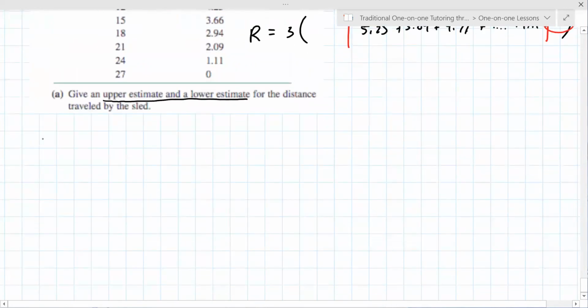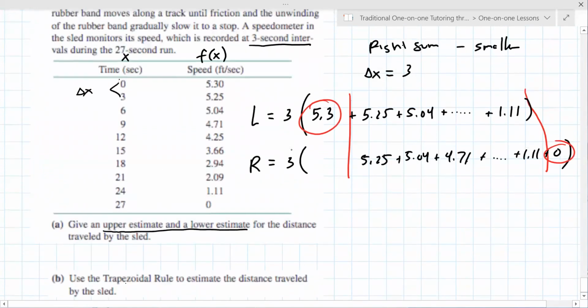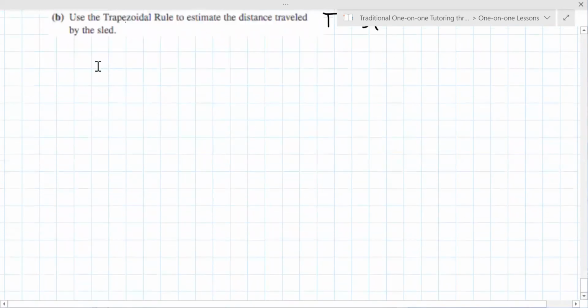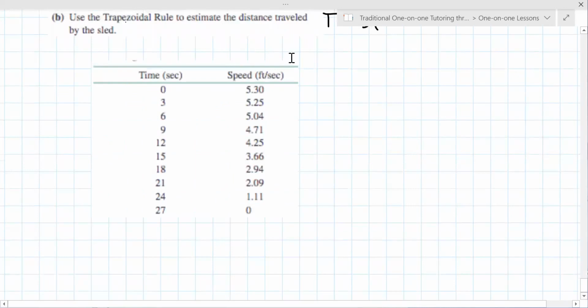All right. Now trapezoidal rule is next, to estimate the distance. So it's just a new formula. Your trapezoidal rule is your delta x, which is 3, times 5.3 plus, but then it's 2 times each of these. So let me actually snip that. That'll be easier to do. Let me go over this down here. So your trapezoidal rule is 3 times 5.3.